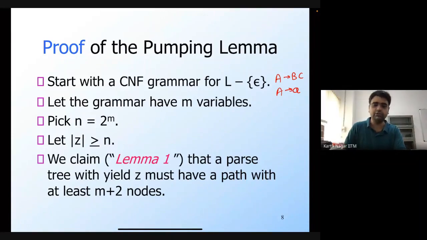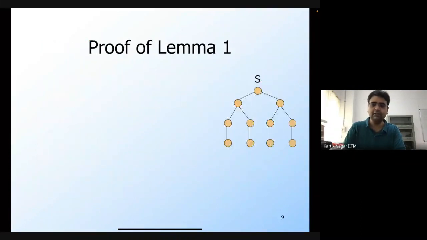So here m is the number of non-terminals in the grammar. So we'll claim that a parse tree with yield z must have a path with at least m plus 2 nodes. So in particular, this is what I was talking about. If you consider the parse tree for a grammar which is in Chomsky normal form, then at every step you can at most double the length of the string. So let's look at the parse tree. At level 0 we will just have one node, which is the start non-terminal S.